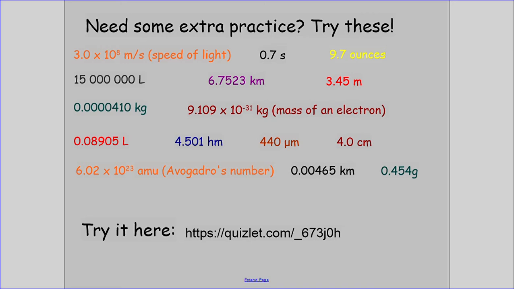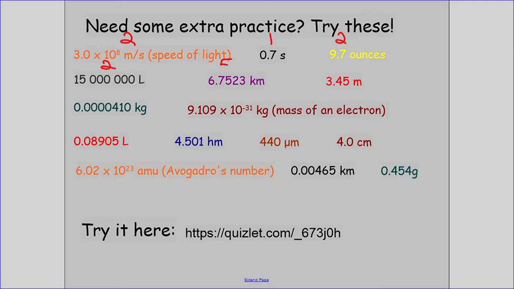Alright, so for the first one, 3.0 times 10 to the 8, remember the 3 and the 0 are the only ones that count, so this one would have 2. The 0.7, the 0 is leading, so it doesn't count, which means it's just the 7, it has 1. 9.7, both digits are non-zero, it has 2. 15 million, all these zeros afterward, there's no decimal there, so that's likely a rounded value, it just has 2.